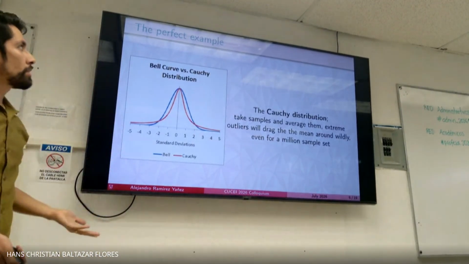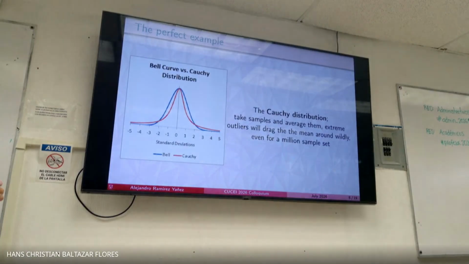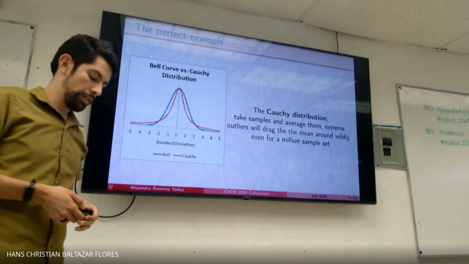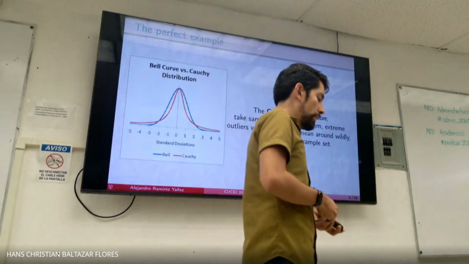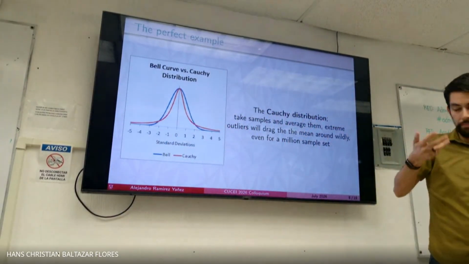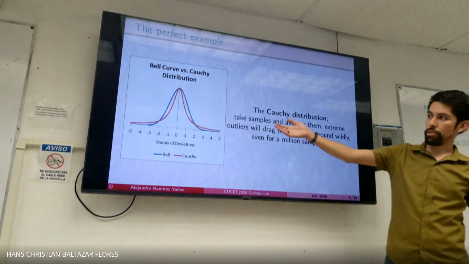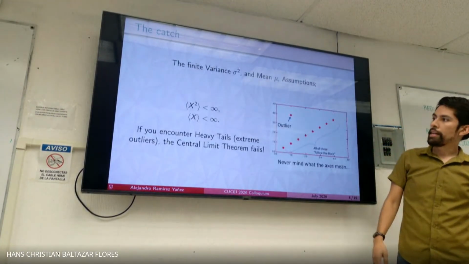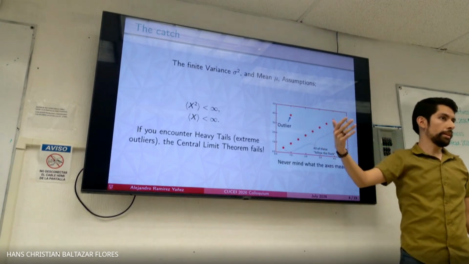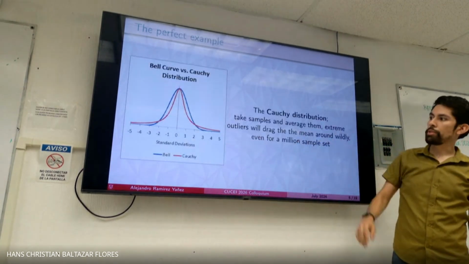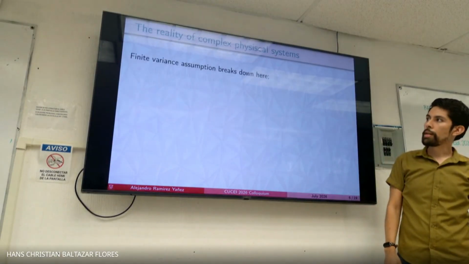So there is something happening here because, as I told you, we grow up knowing that whenever you sum many variables, they will tend to be a Gaussian. But I told you already that if this is not fulfilled, then that will not happen. And the Cauchy distribution is one of those examples.